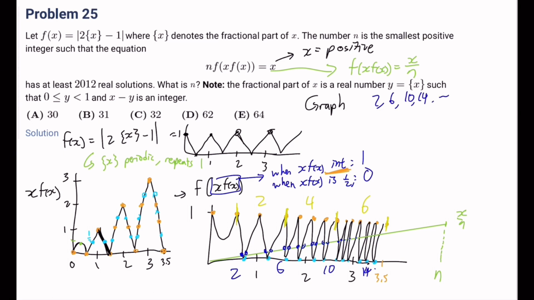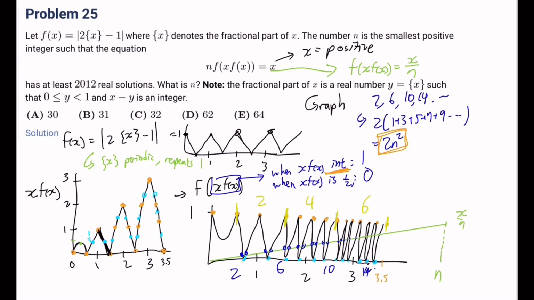But we have to add all of those, right? And this is just equal to 2 times 1, 3, 5, 7, 9, all the way like that. And we see that this is just the sum of all odd numbers, which is just n squared, right? So this is 2n squared. And now we see that 2n squared, this is the number of real solutions, right? Because that's the intersections, that's the number of real solutions of this. But then this has to have at least 2012 real solutions.